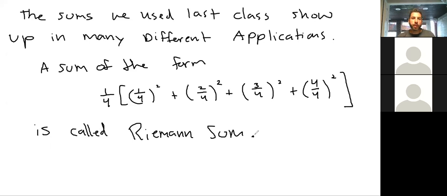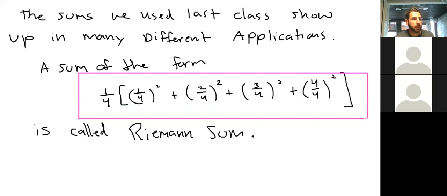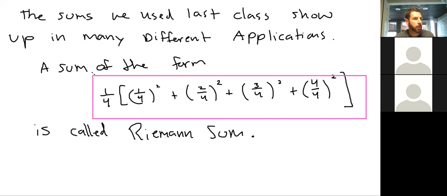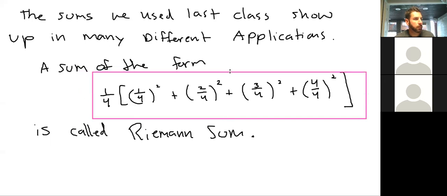So this is a special case of what's called a Riemann sum. If you go back to your notes from last class, you'll see that, let's put it in a nice pretty color, because who doesn't love pretty colors? We'll use pink. My kids love pink. And so if I put this in a box, this is called a Riemann sum.